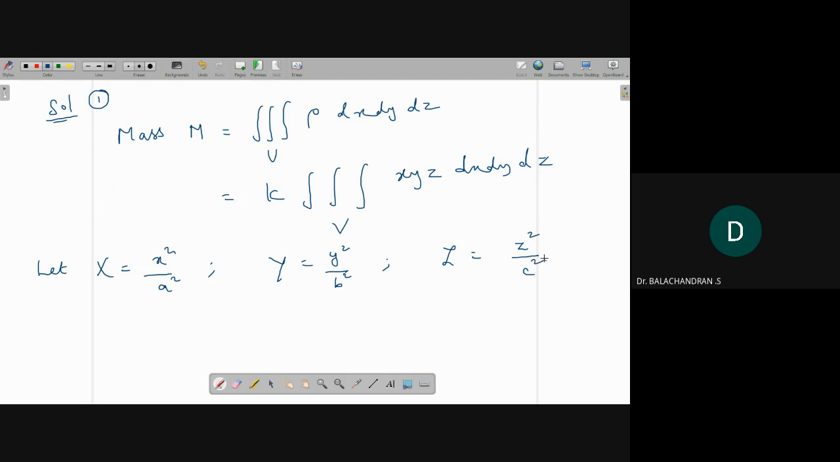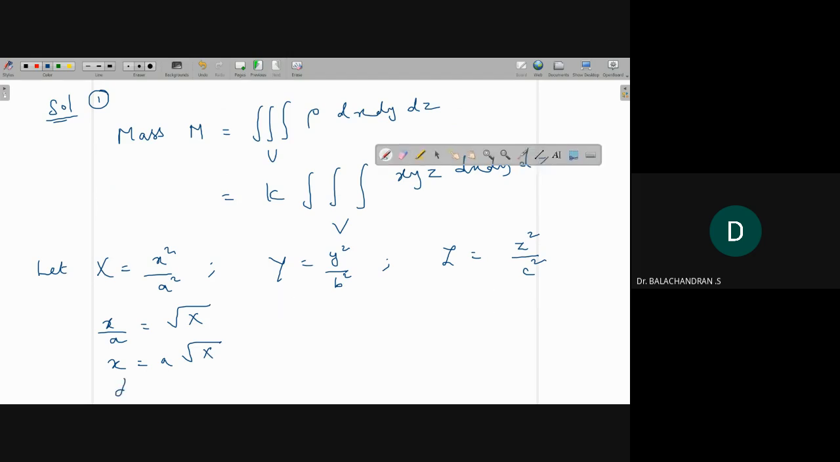Okay, so from this I need small x. x by a equal to what? x by a equal to root X. x is equal to a root X.